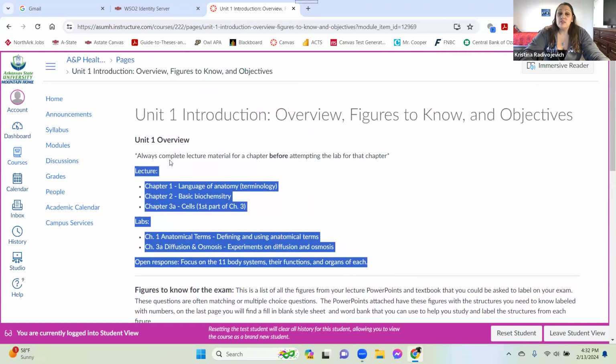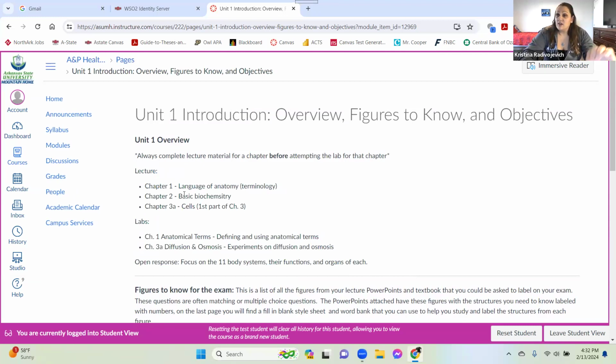This is the first place I would look. Your lecture is going to tell you by chapter what chapters we're going over in that unit and exactly what is covered in that unit, just the general topics. The big thing here is the labs.